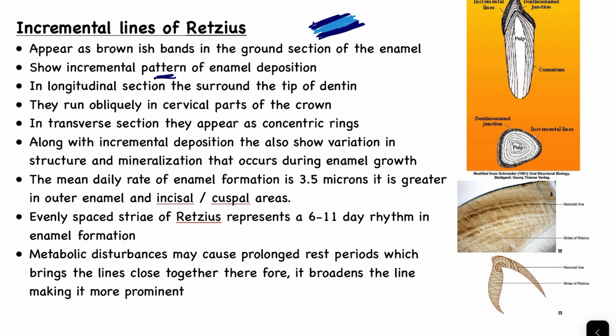Alright. Along with incremental deposition, they also show variation in the structures and mineralization that occurs during enamel growth. What it means is that in the active, this dark blue active phase, the enamel will have a different consistency. So it might be more mineralized than this light blue resting phase. In the resting phase, enamel is still being formed, but maybe it's less mineralized or it will have a different consistency.